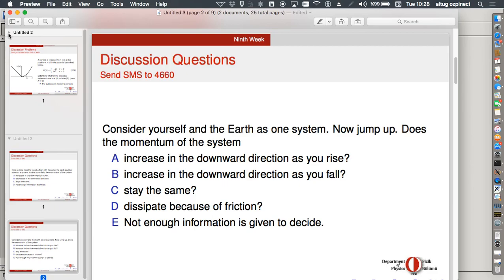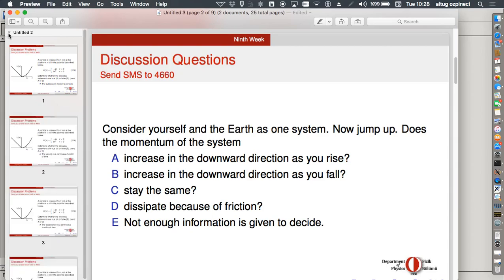Well, this is basically the same thing. So who thinks it's A? You see, in this case, we have you and the Earth. You are jumping up. What happens to the momentum of the system?